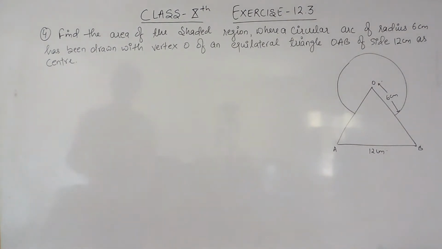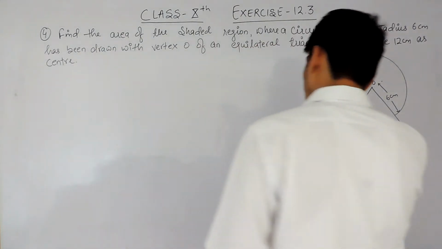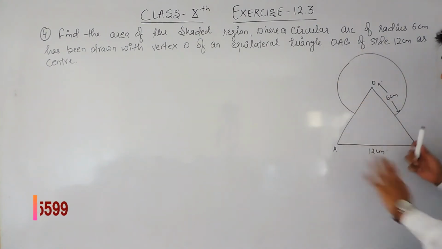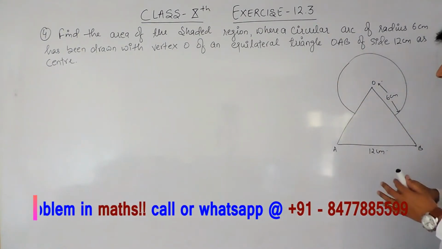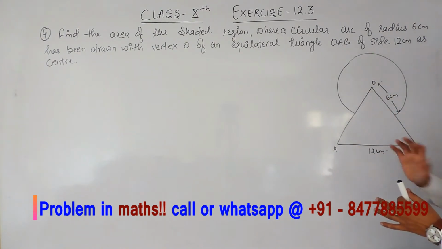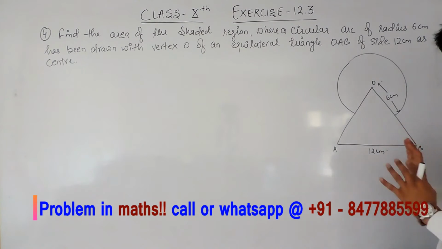This is question number 4 of exercise 12.3. The question says, find the area of the shaded region where a circular arc of radius 6 cm has been drawn with vertex O of an equilateral triangle OAB of side 12 cm as center. So here I have to find the area of the shaded region, and the complete figure is a shaded region here. So I have to find the complete area of this figure. There is no unshaded figure. The complete figure is shaded here.